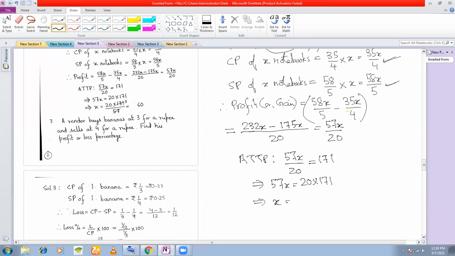"So can you explain again? I cannot get it." What is it that you can't understand? You can cancel 57 with 3 to get X is equal to 60. So he has to sell 60 notebooks to make a total profit of 171. Yes, tell me what you cannot understand.